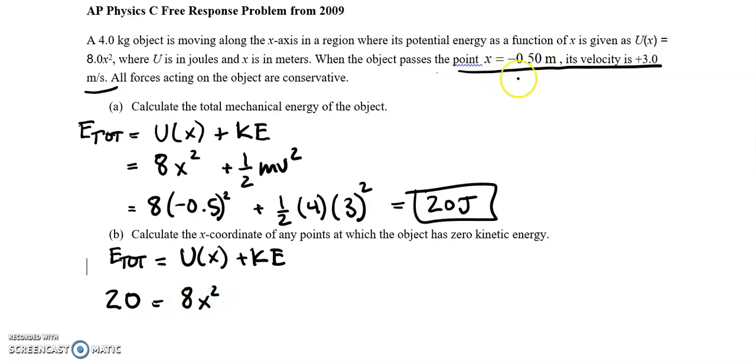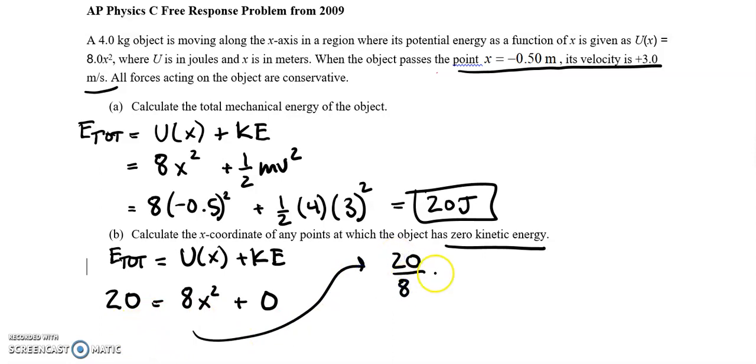Now we're not necessarily looking at the point negative 0.5 meters. We're going to try to find that point. Okay, 0 kinetic energy. Oh, cool. KE is 0, so we're not going to have to worry about that at all. Great. So let's do some math. So let's see, divide by 8. So 20 over 8 equals x squared. So then, if we want to find x, we can take the square root.